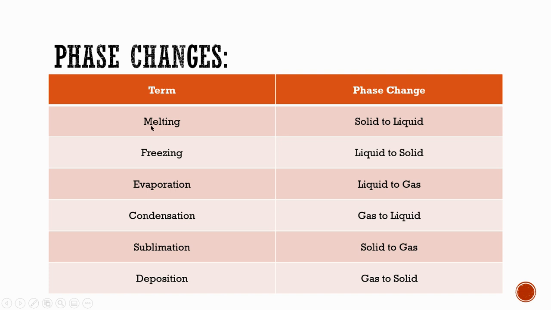Now, when we change from one phase of matter to another, these are the different terms that we're going to need to know. Again, this should be reviewed from earlier this year. Melting is when we go from a solid to a liquid. Freezing is when we go from a liquid to a solid. Evaporation is when we go from a liquid to a gas. Condensation is gas to a liquid. Sublimation is when we go straight from a solid to a gas, skipping the liquid phase. And deposition is when we go straight from a gas to a solid, again skipping the liquid phase.